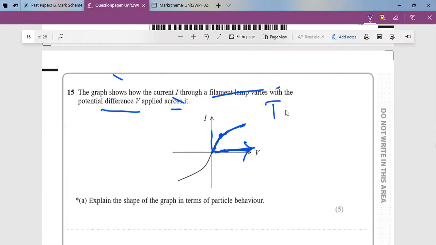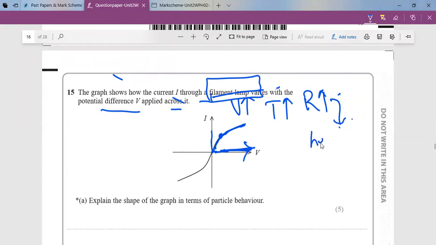That's because as the voltage increases, the temperature also rises. And if the temperature rises, the resistance also rises. And if the resistance rises for a filament lamp, this is a case only for a filament lamp, not for a thermistor, not for a diode. So if the resistance rises, the increase in current would become smaller. So that's why this graph starts becoming parallel to the voltage axis. And the same goes on the negative side as well.